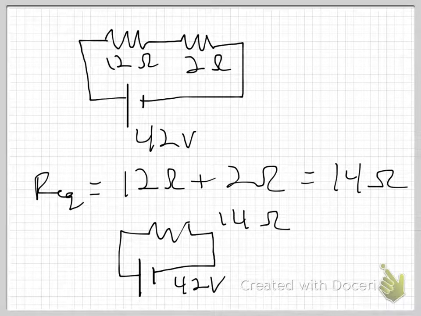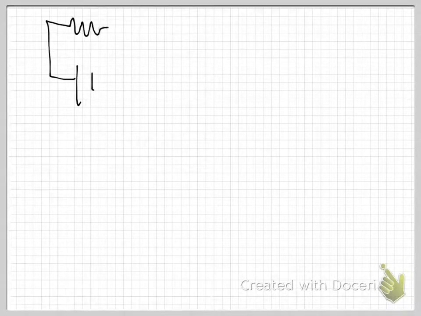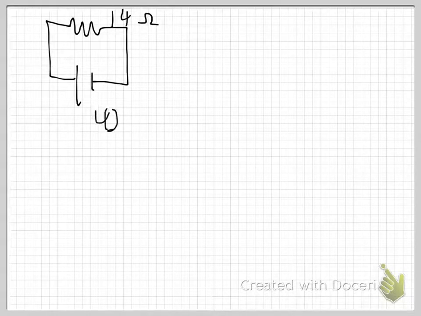Because I've lost a lot of space here, circuit problems aren't easy, but they do tend to take up a lot of real estate. Let me just go to a clean sheet. I'm going to redraw that, my EMF, my 14 ohm resistor, my 42 volt EMF.